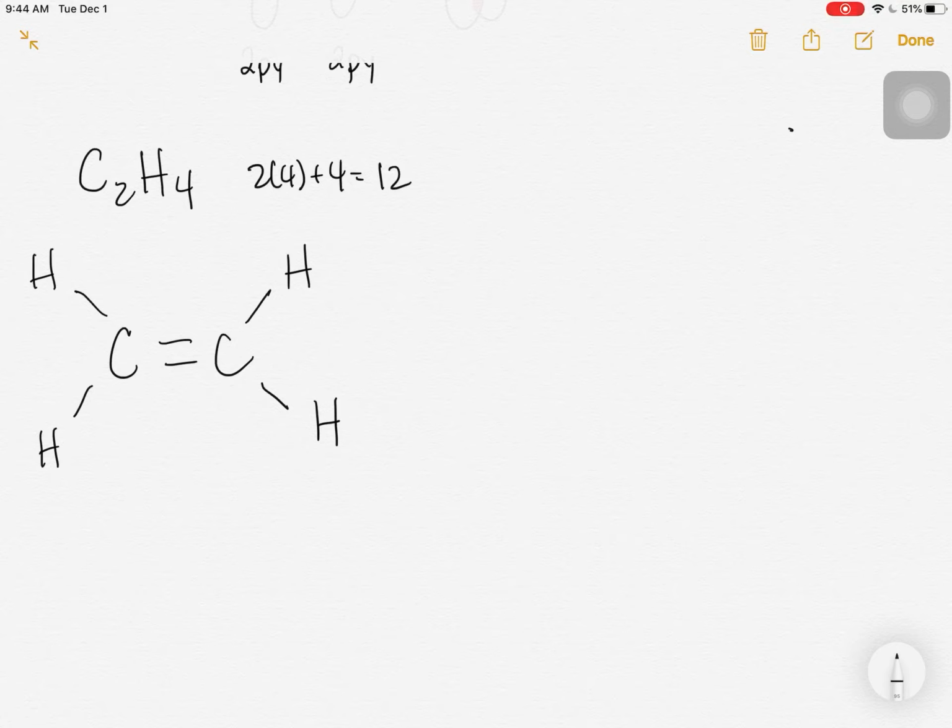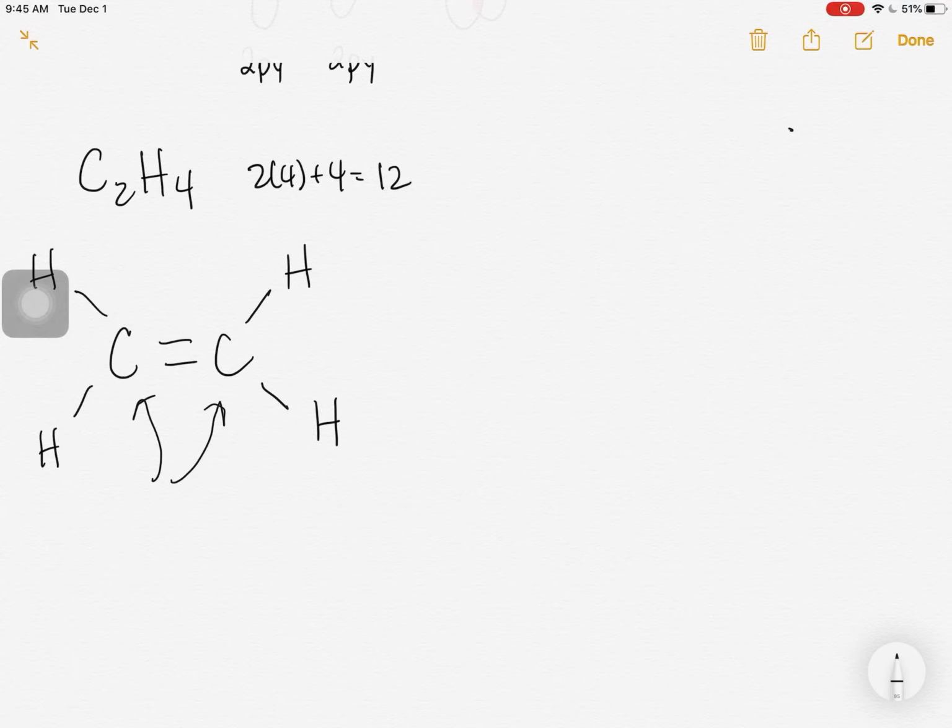We could do a couple things based on what we've learned so far. We could talk about the geometry around each carbon. Remember, this was a shape of a larger molecule. So around this carbon, it has 3 electron domains, 1, 2, 3. So that's trigonal planar. Same thing around this carbon, trigonal planar.